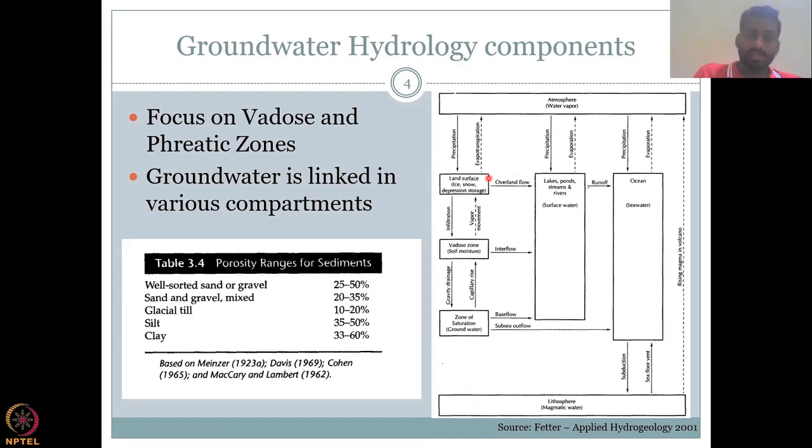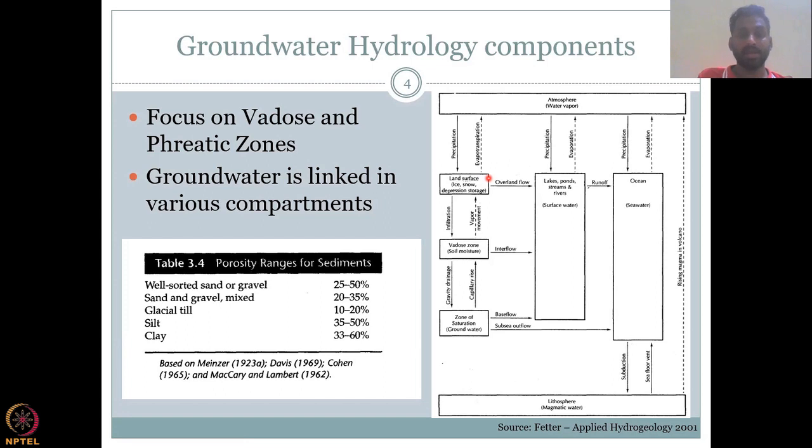There are always porosity ranges for sediments, taken from a lot of resources. I'm putting some values here around 25 to 50% for sand and gravel. Gravel has a big surface area, and when it has irregular shapes, there is a lot more void space. On the other hand, sand also has a big surface area, but most importantly, it is well sorted and it has some space in between.